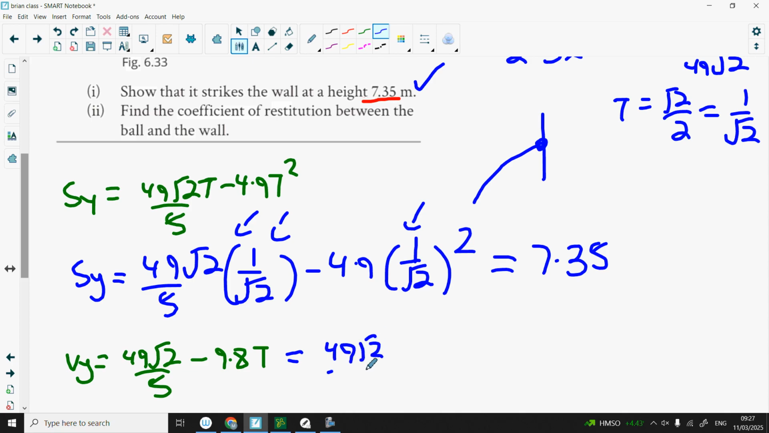So 49 root 2 over 5 minus 9.8 times root 2. Can somebody give me that answer? Preferably as a surd, if possible. Oh, sorry, I got that wrong. It's 1 over root 2, not root 2. 1 over root 2. Okay. Anybody know?